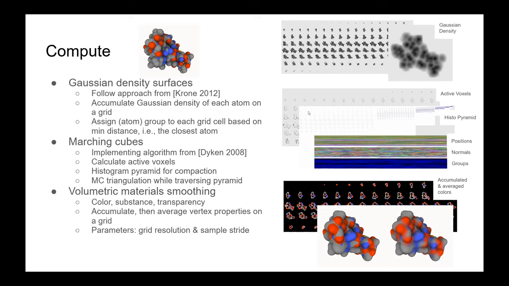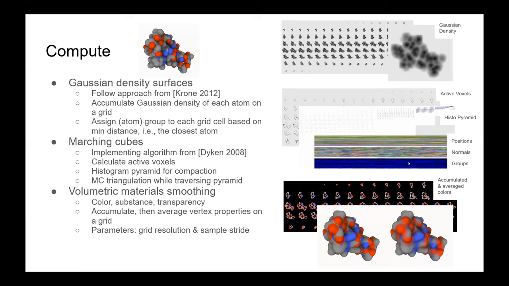So we don't have to go through the whole texture when actually extracting the surface. And then finally we end up with three kinds of compressed textures for positions, normals, and group IDs. And then we can render those as a mesh.